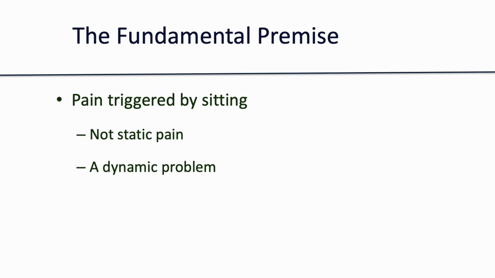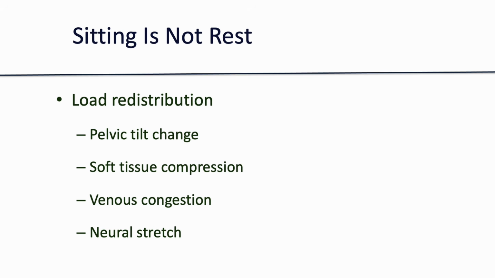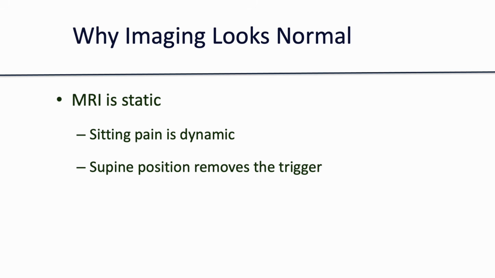Pain triggered by the dynamic factor of sitting. This is not static pain. And if pain appears only during sitting, we must stop reading static images and start reading mechanics. Sitting is not rest. Sitting produces load redistribution, changes in pelvic tilt, soft tissue compression, venous congestion, and neural stretch. So when pain appears only in sitting, the pain generator is interacting with posture and load, not structure alone. This is exactly why a supine MRI often looks completely normal.